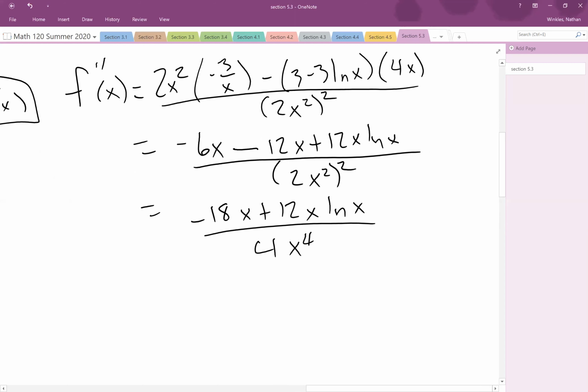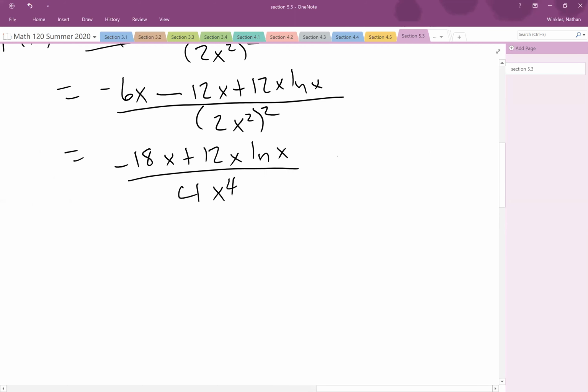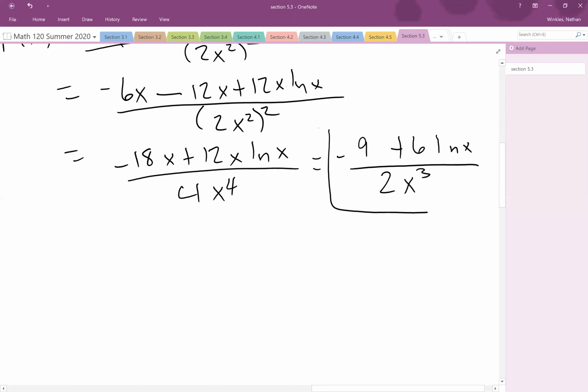Everything is again divisible by 2. So minus 9x plus 6x ln x over 2x to the fourth. We could actually divide out an x inside there as well. So rather than rewriting this, I'm just going to make this 6 ln x and make that 2x cubed in the denominator.